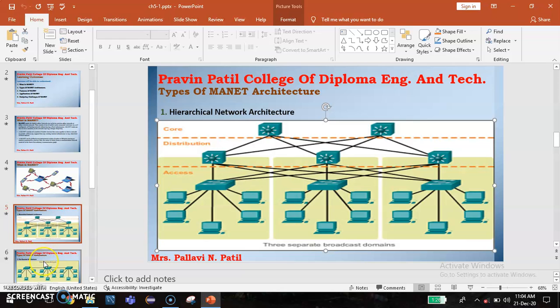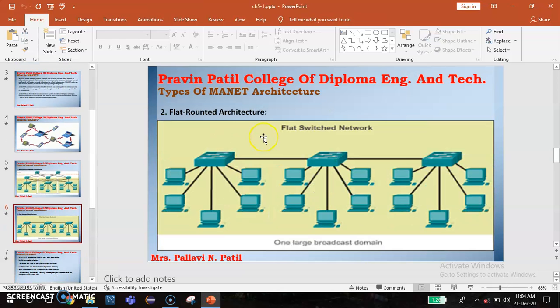The next type of architecture, flat routing architecture. The flat network is a flat switch network. The benefit of dividing a flat network into smaller, more manageable blocks is that local traffic remains local. Only traffic that is destined for the other network is moved to a higher layer. The flat network is now being divided into three separate broadcast domains.